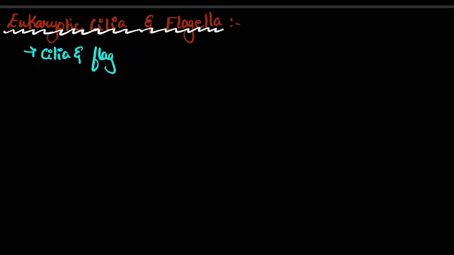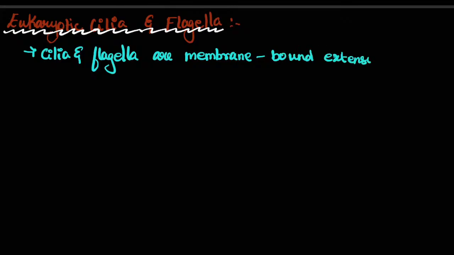Cilia and flagella. Okay, so cilia and flagella are membrane bound extensions of plasma membrane. Okay, so what is it? Cilia and flagella are none other than membrane bound extensions of plasma membrane.